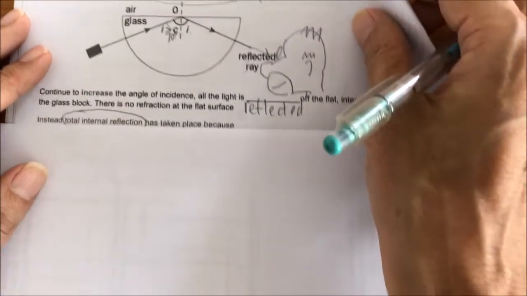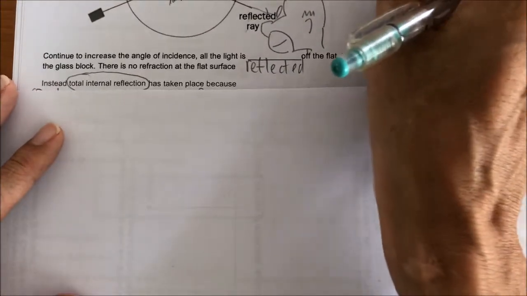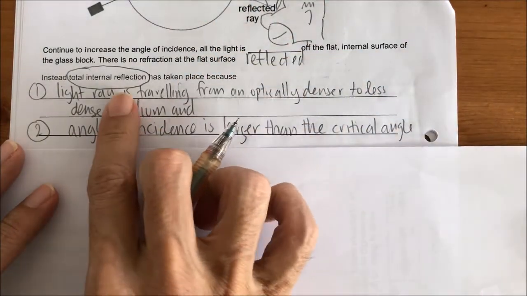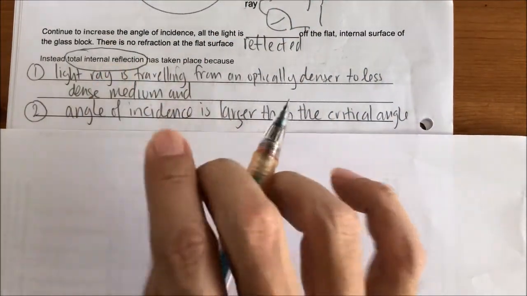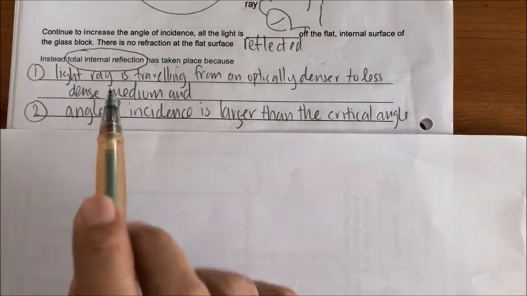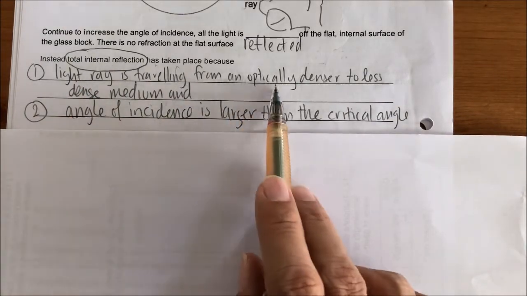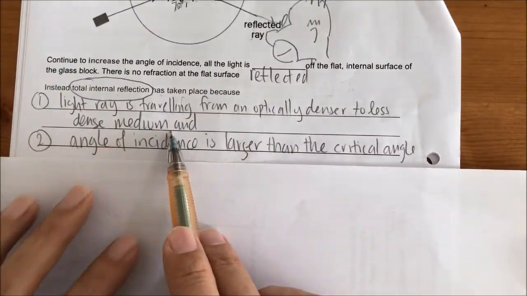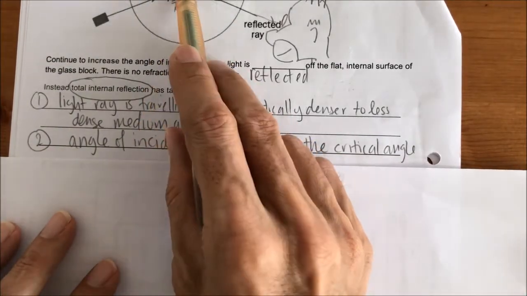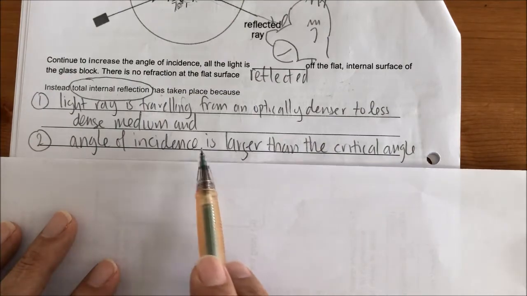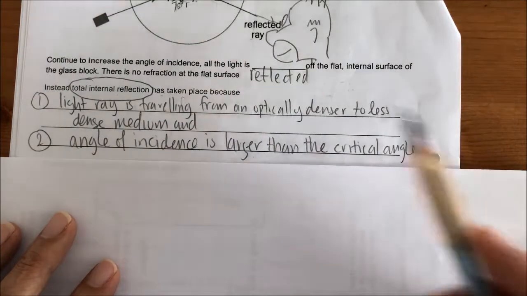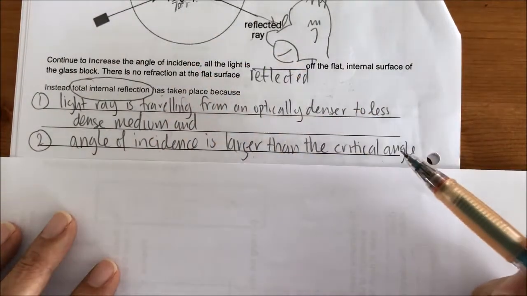So when you are asked about when or why it takes place, you have to always mention the two things. Total internal reflection takes place when the light ray is traveling from an optically denser to a less dense medium, right? So it cannot happen from, let's say, air to glass, but only glass to air. And the angle of incidence is larger than the critical angle. So now it's larger than the critical angle, you will have total internal reflection occurring.